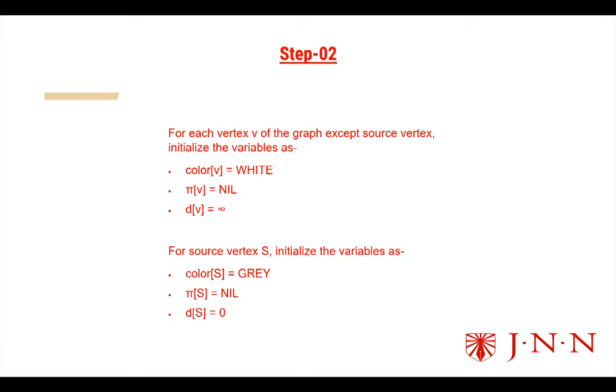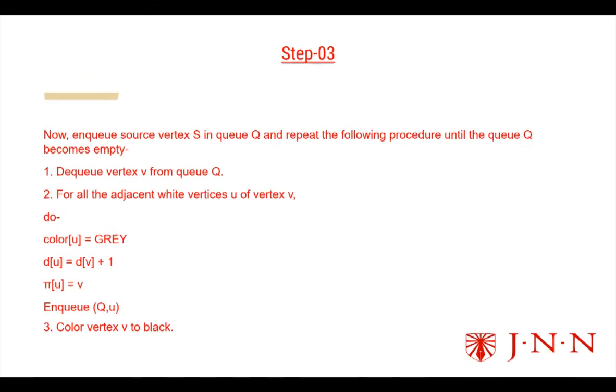Here is step 2: for each vertex of the given graph except the source vertex, initialize the color of the vertex equal to white, pi of v null, and the distance of the vertex is infinite. Once the source vertex is initialized, then the source vertex color has to be turned into gray. Then pi of source equals nil and the distance of the source is assigned as 0. Now enqueue the source vertex S into Q and repeat the following procedure until the queue becomes empty.